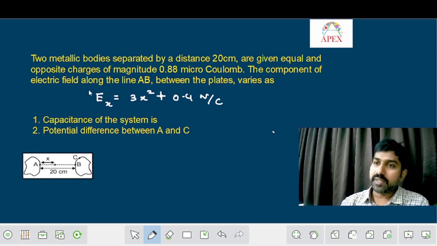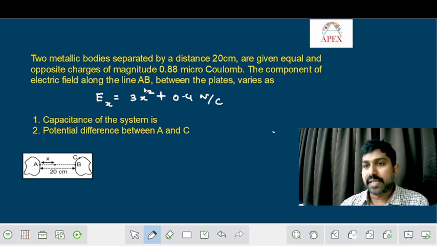Two metallic bodies separated by a distance of 20 centimeters, as clearly shown in the diagram, are given equal and opposite charges of magnitude 0.88 microcoulomb. The component of electric field along the line AB between the plates varies as the given electric field value. They are asking for the capacitance of the system and the potential difference between A and C.